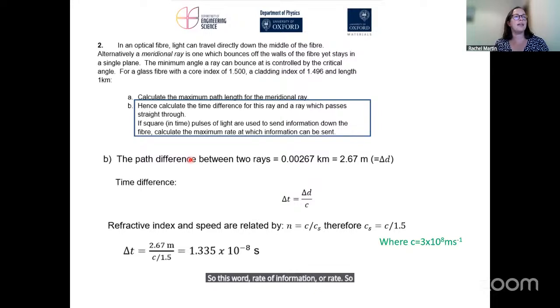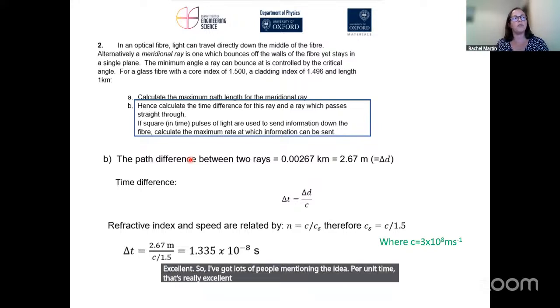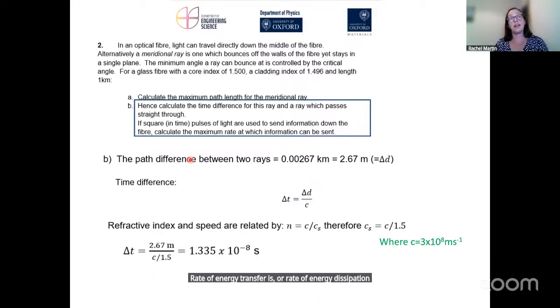Great, we've got some good ideas from Will, Timothy. Excellent. So I've got lots of people mentioning the idea of per unit time. That's really excellent. Well done. You've really got your head around what that means. Because often in physics, we talk about rate of energy transfer, or rate of energy dissipation, that's just equivalent to power, because we're thinking about energy transferred per unit time or work done per unit time.